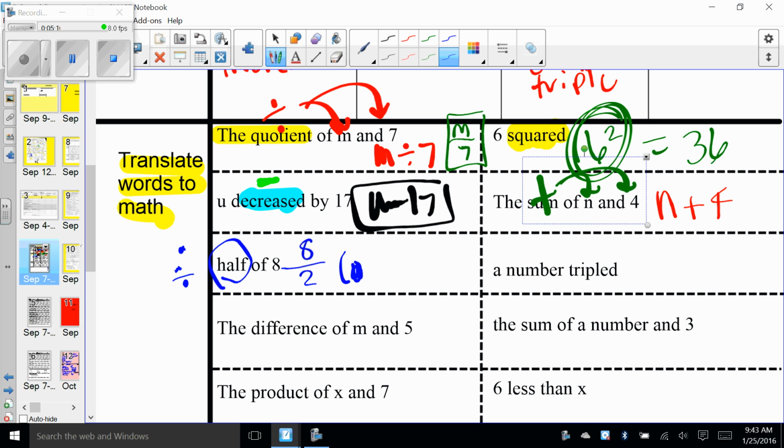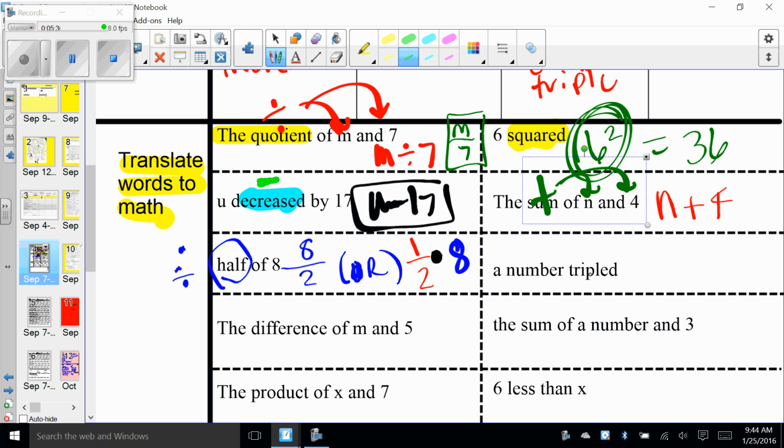Or you can start thinking of it as a multiplication representation as well. The word of in math means to multiply, so you could say that that is 1/2 of 8, where multiplication kicks in. You would get the same value either way. You can think of the word half as division or multiplication.